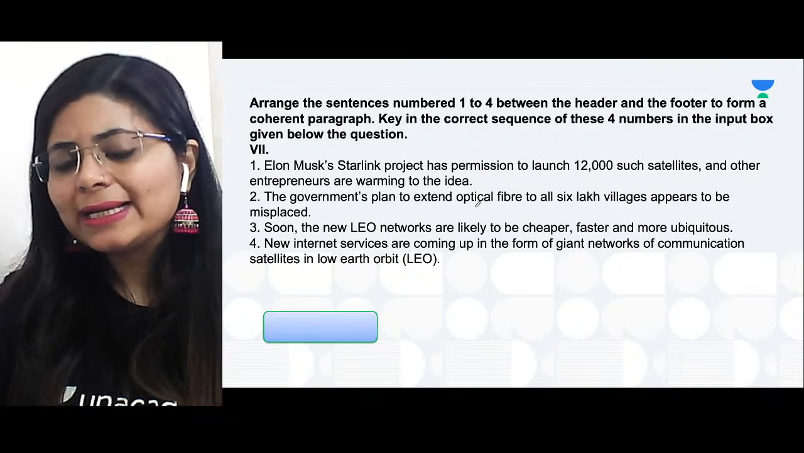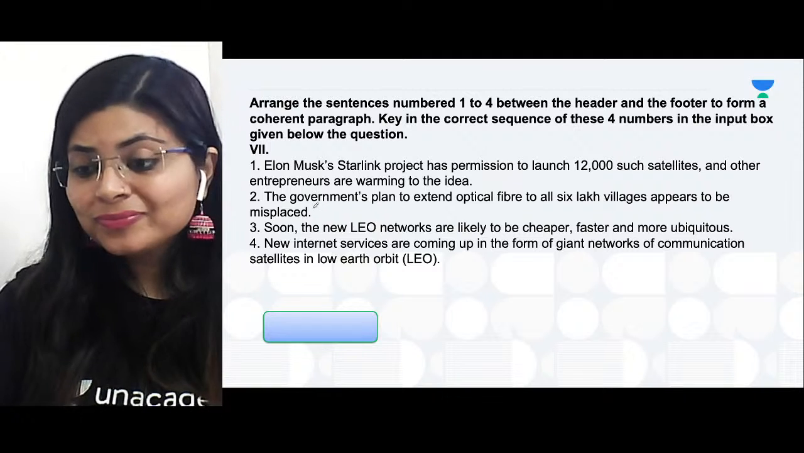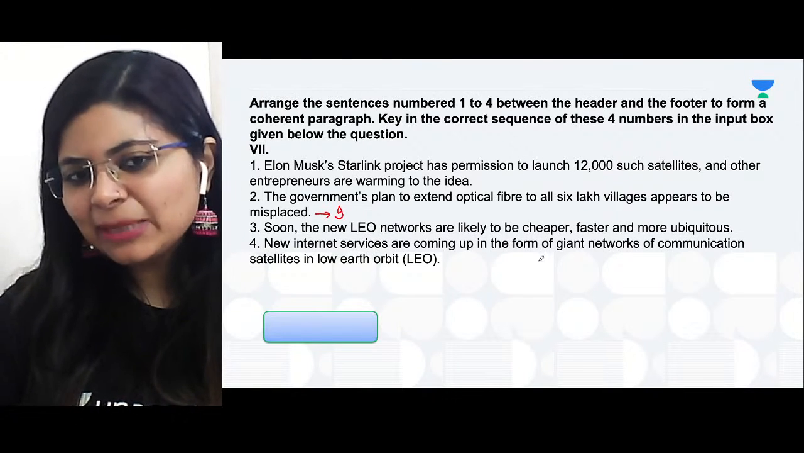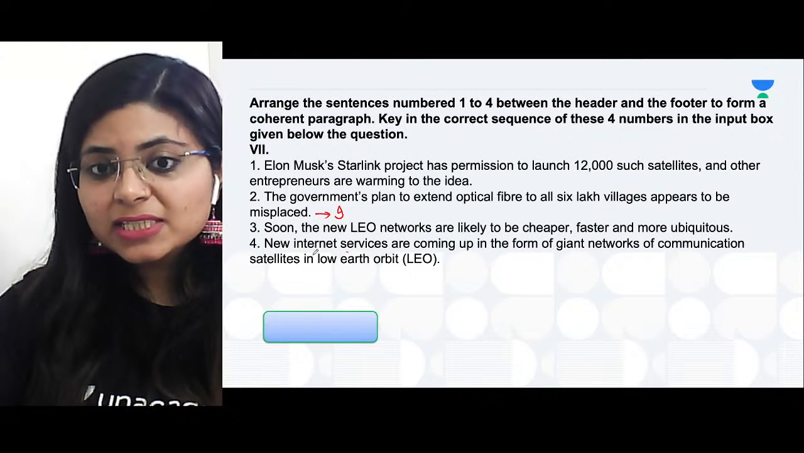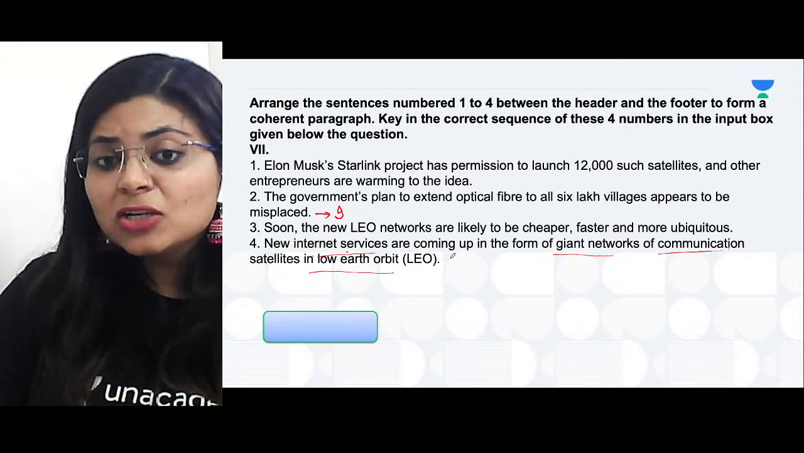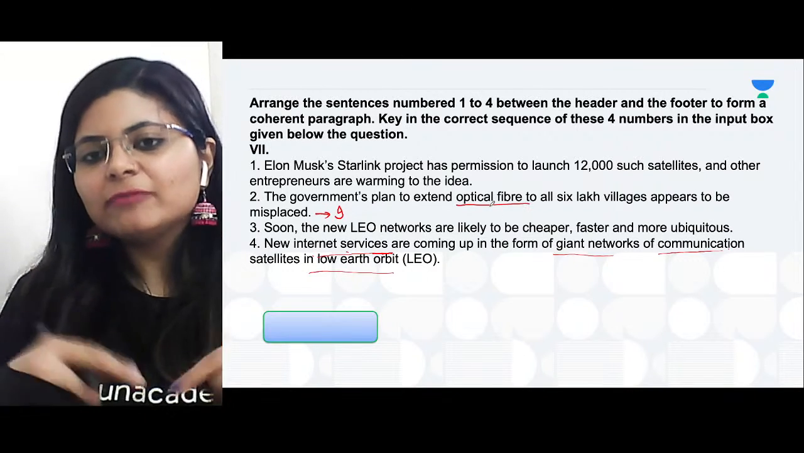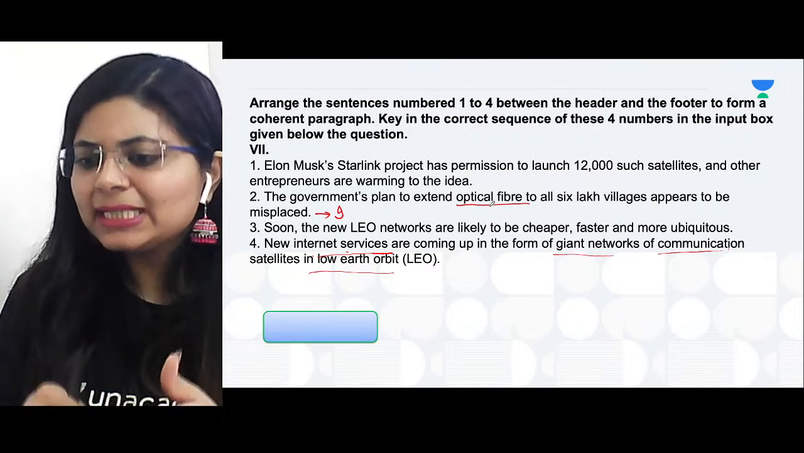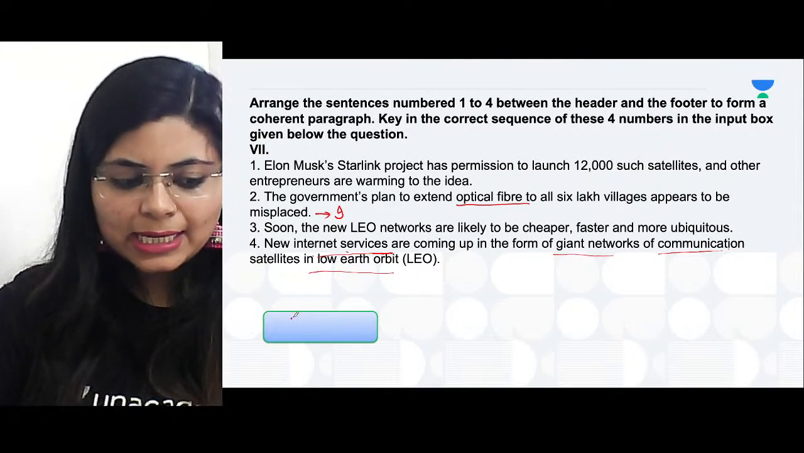The government's plan to extend optical fiber to all 6 lakh villages appears to be misplaced. This is the introduction. It's a good question, because then you're explaining the remaining ideas related to it. Two will come first. Then you have new internet services are coming up in the form of giant networks of communication satellites in low Earth orbit. So how is a new internet service coming up? First tell me, what is the government's plan? So the government plans that optical fiber will be laid in 6 lakh villages. Then how? Internet services from satellites in low Earth orbit. So therefore two and then four.